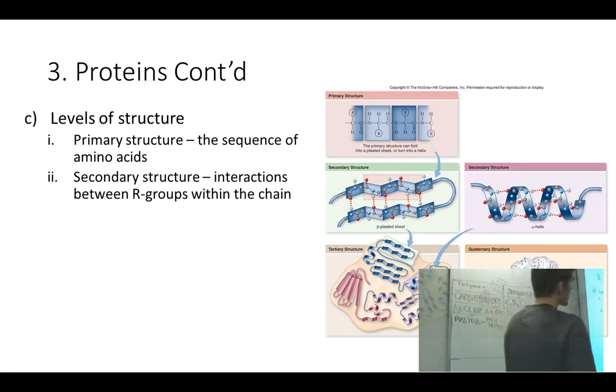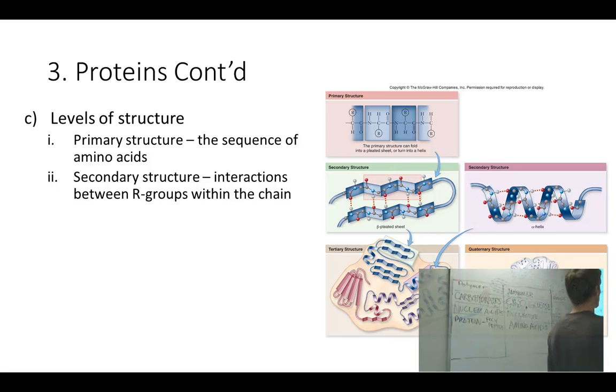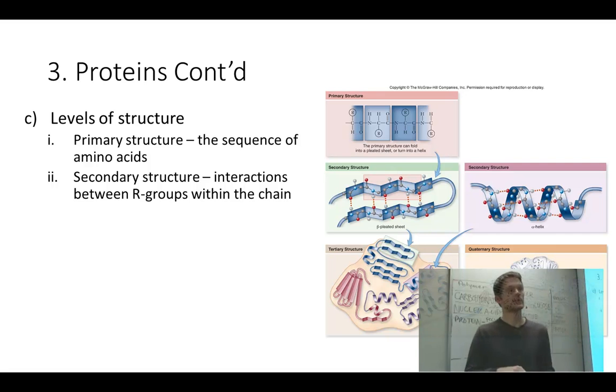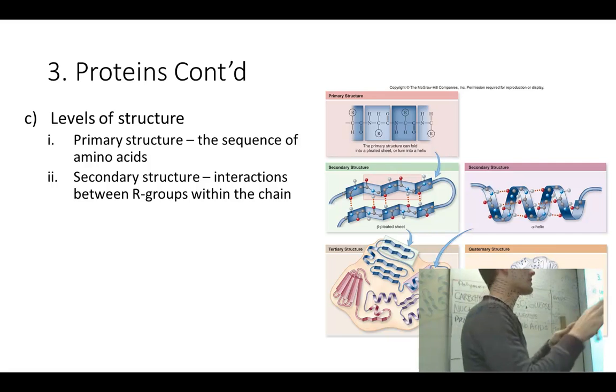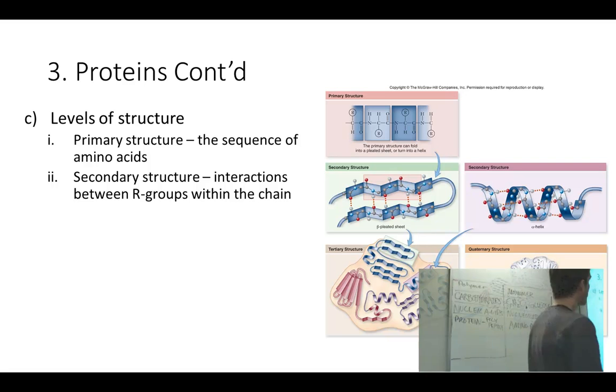The secondary structure then is the interaction between the R groups within the chain. So this would be like letters of a word, words of a sentence. Okay, and you can shuffle around those words and make different sentences. So this figure is showing you already have the sequence set, but then you have interactions among the chain. That's the secondary structure.